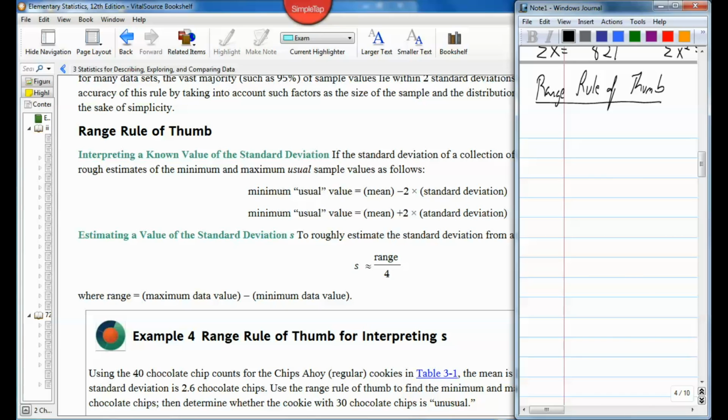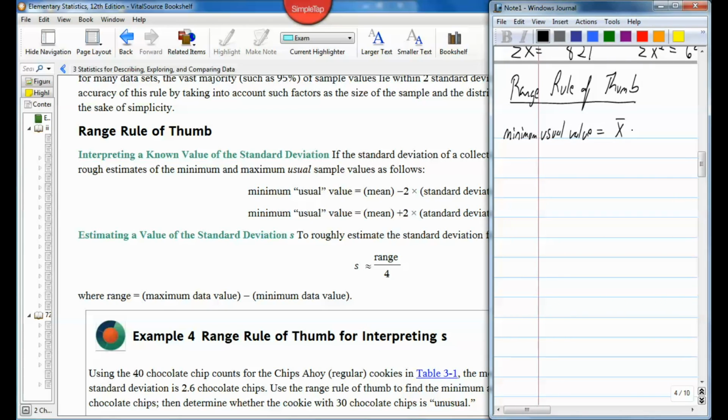All right, and the range rule of thumb, the formula is for the minimum usual value, and this is written out in words, but it's x bar minus 2 times the standard deviation. And the maximum usual value is equal to x bar, the mean, plus 2 times the standard deviation.